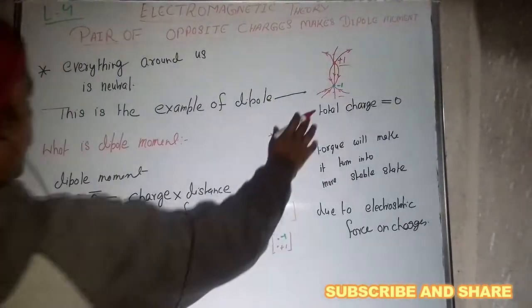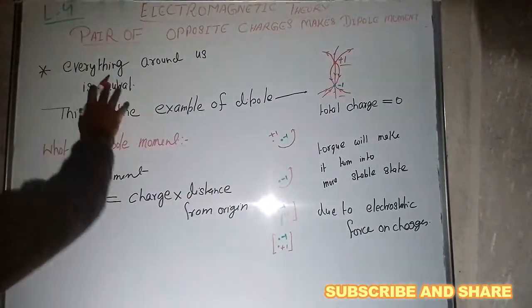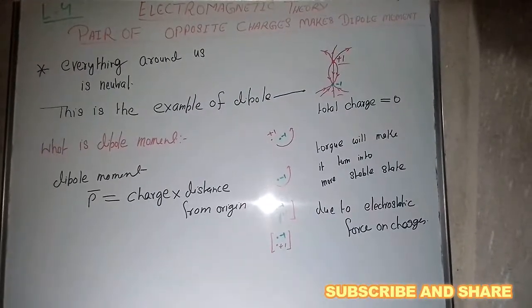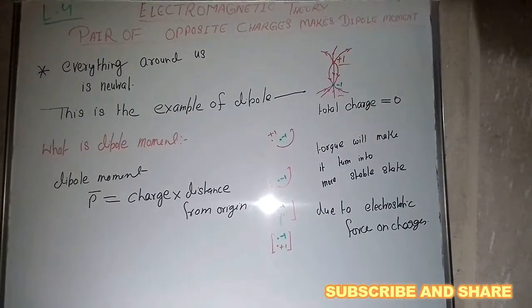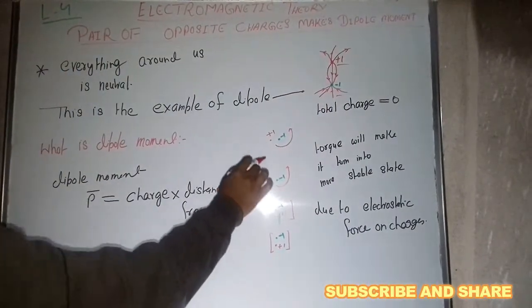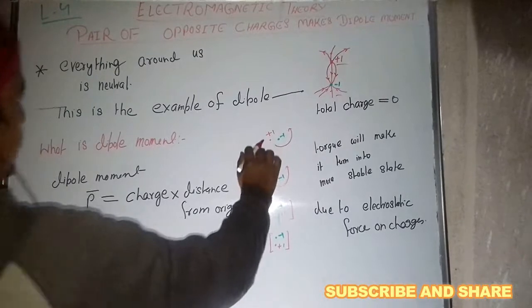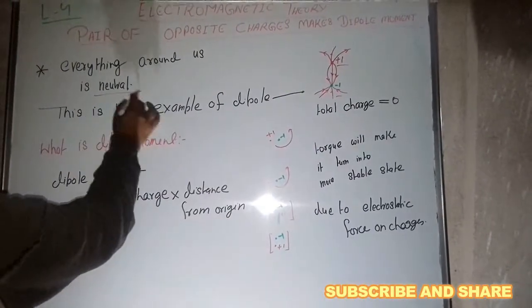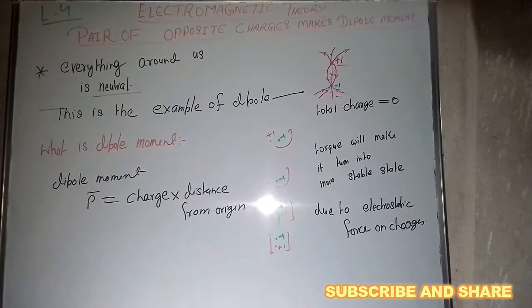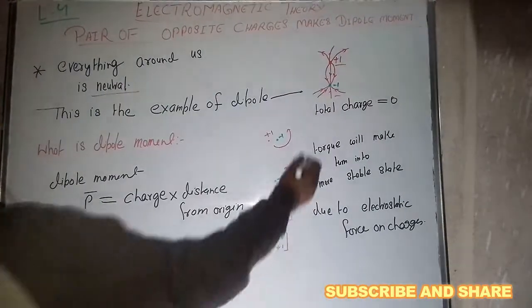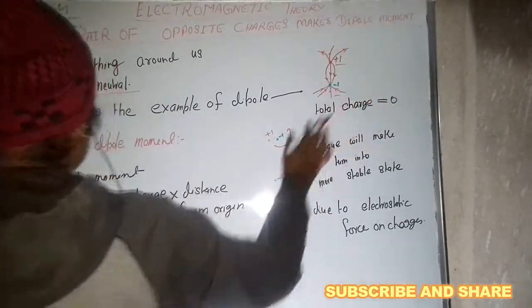This is important. Why? Because everything around us is neutral. It means there is positive charge and there is also an equal amount of negative charge, and both cancel out and it becomes neutral charge. That's why it is important to understand the dipole. And in the dipole the total charge is 0.